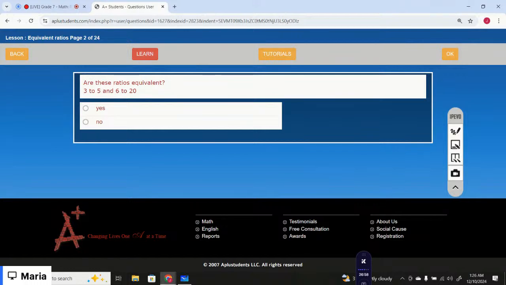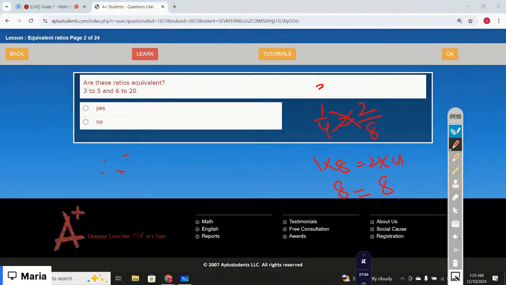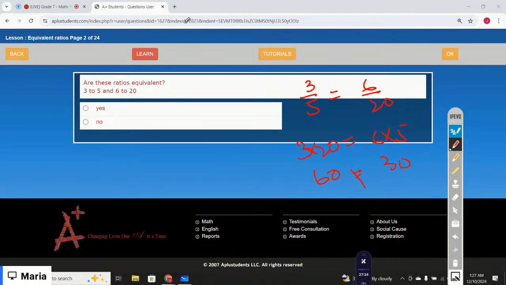Are these ratios equivalent? The ratios are 3 to 5 and 6 to 20. Let's just cross multiply them, right? That is 3 times 20 and 6 times 5. So 3 times 20 is 60 and 6 times 5 is 30. No, they are not equivalent. The correct option is no.